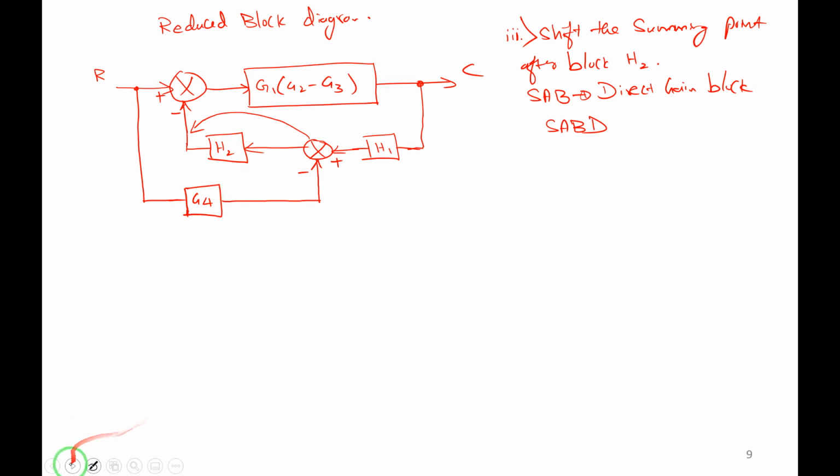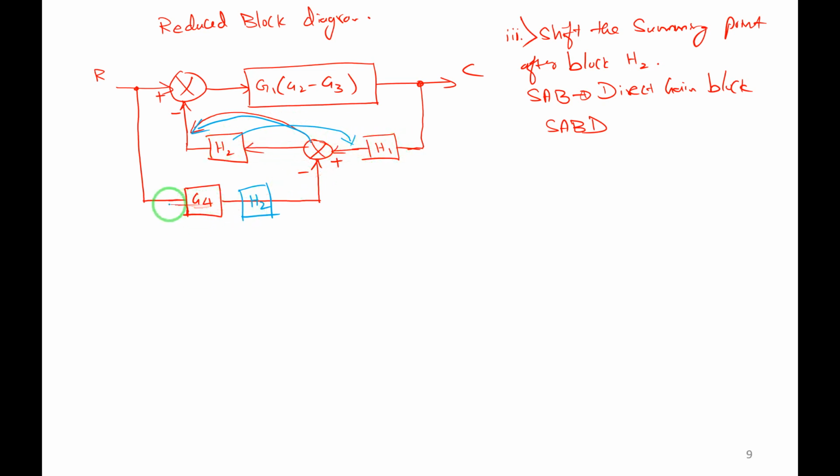So I will take some other color ink and I'll show you. You don't make the changes here only. So H2 has to pass through the direct gain block, right? H2 is passing like this. This summing point gets shifted here. This H2 comes here. Is it fine? I hope you are getting it. So H1 and H2 will come in series.